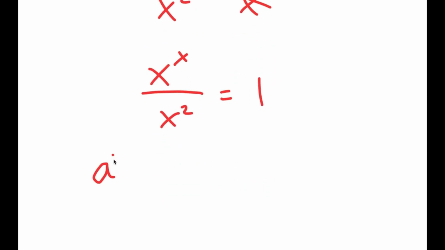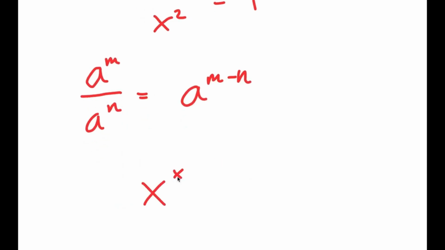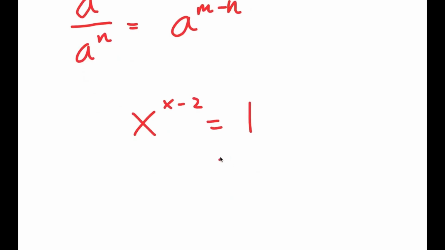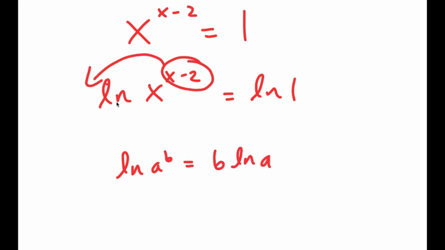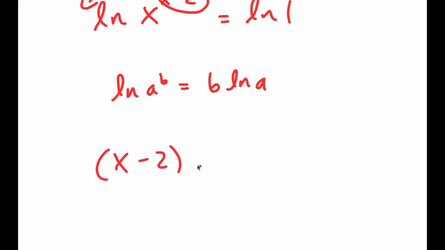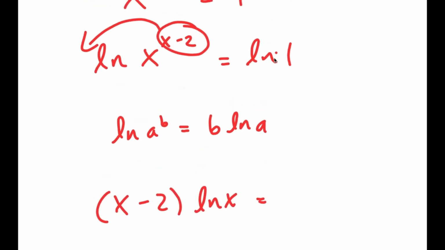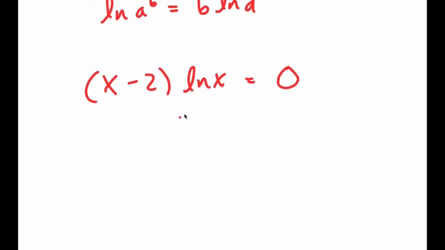Now, if I have something in the form a to the power of m over a to the power of n, this is equal to a to the power of m minus n. So I get x to the power of x minus 2 is equal to 1. Now from here, I'm going to take the ln on both sides. So I get ln of x to the power of x minus 2 is equal to ln of 1. Now if I have something in the form ln of a to the power of b, this is equal to b times ln a. So I can move x minus 2 to the front, and I get x minus 2 times ln x is equal to ln of 1, which is 0.